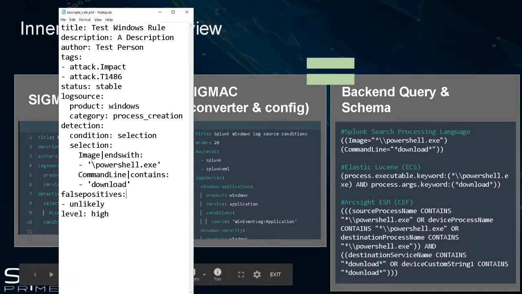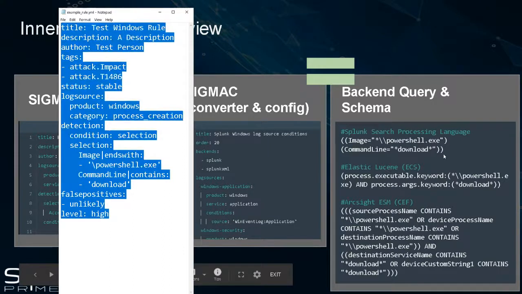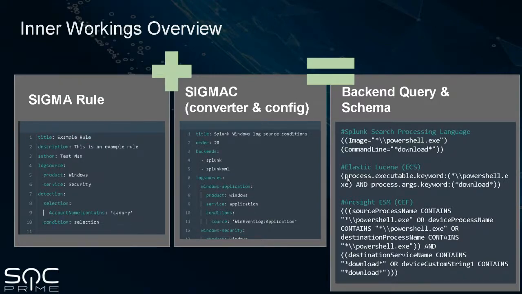So as you can see, this rule got converted into Splunk, Elastic with the ECS schema, and ArcSight ESM with the CEF schema. We'll get into how to do this later, but you can go to any schema or no schema, your own custom schema. It doesn't matter. You can even have multiple field mappings. So if you have process.executable.keyword and process.commandline.keyword, you can map to both of those, no problem.